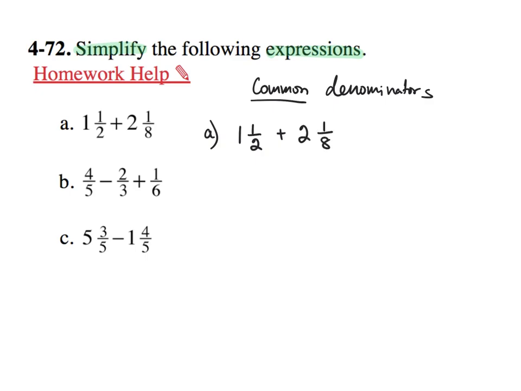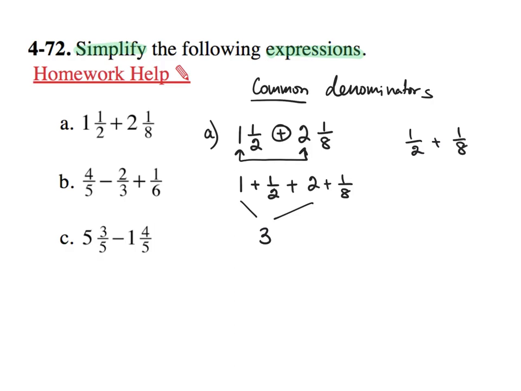When I have a mixed number, there are different ways to proceed. It is easier, however, to add the whole numbers together when we have addition, because 1 and 1/2 does mean 1 plus 1/2, and then we have the plus, and 2 and 1/8 means 2 plus 1/8. So I prefer to do that. The whole numbers are 3, and then all I need to do on the side is add 1/2 plus 1/8.